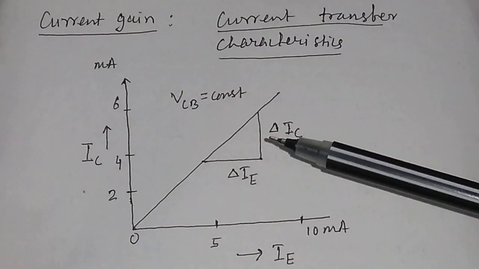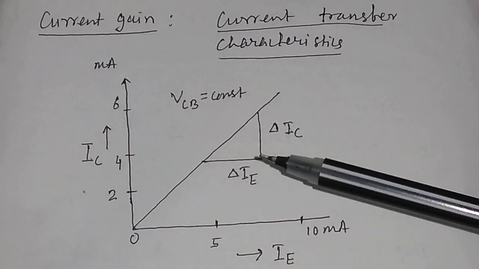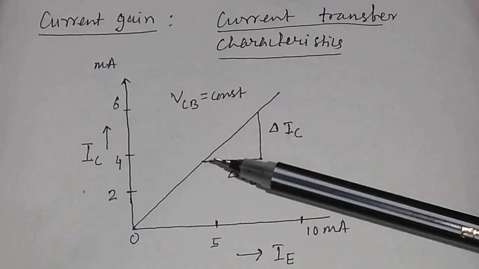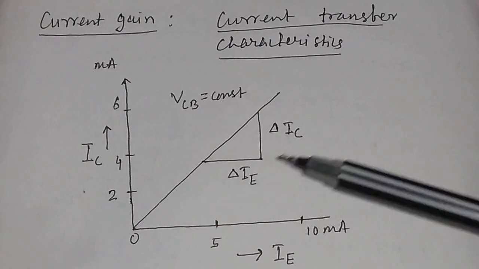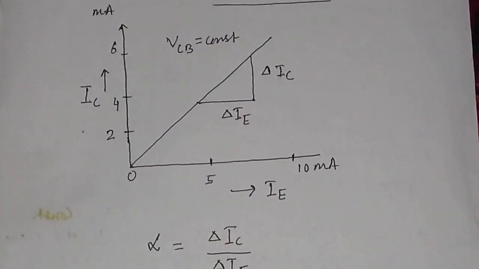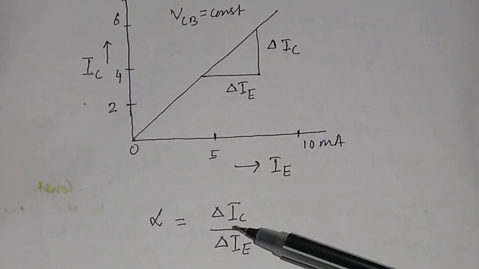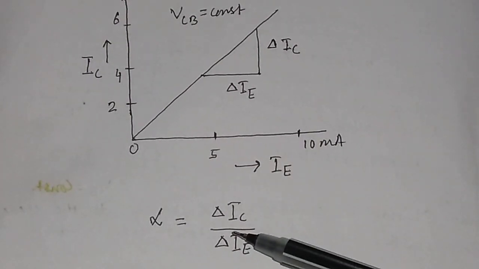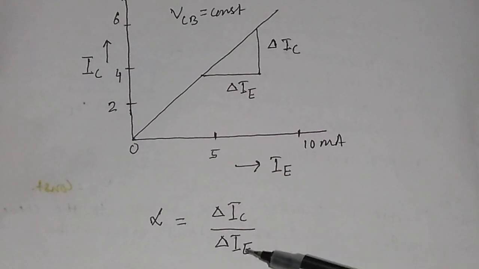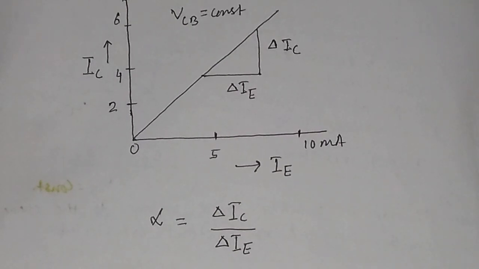From this straight line you can find out the slope. The slope of this straight line will be equal to the change in collector current to the change in emitter current, and this will give you the value of alpha, that is the current gain in common base configuration. Alpha will be equal to delta IC divided by delta IE.